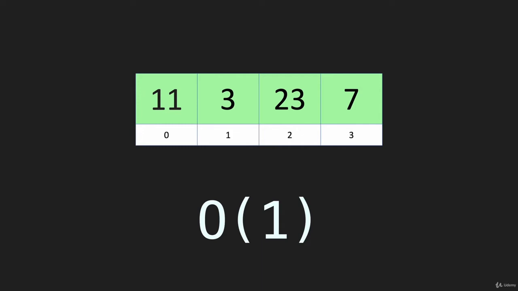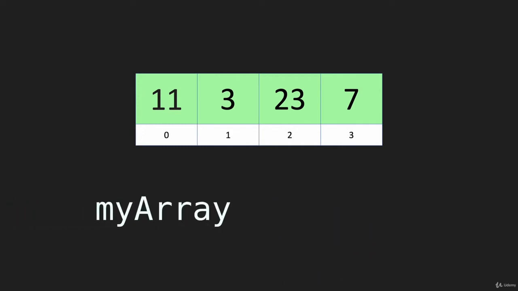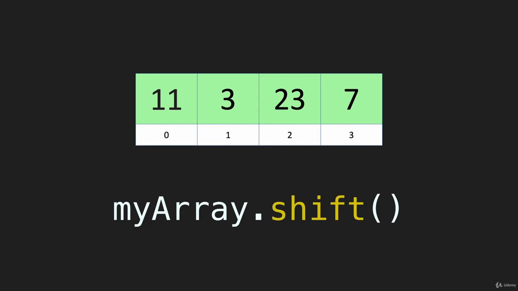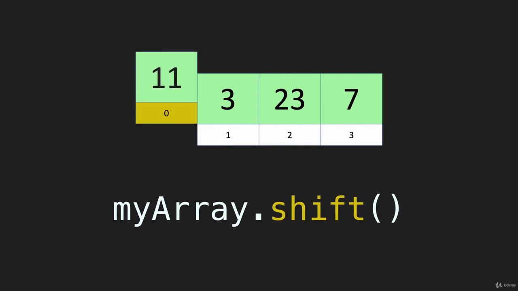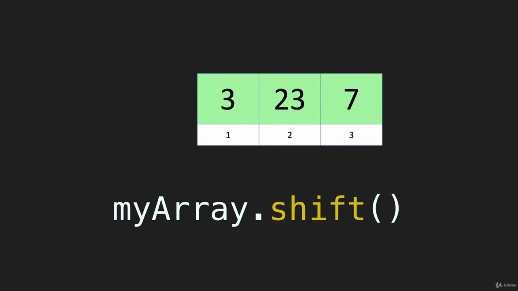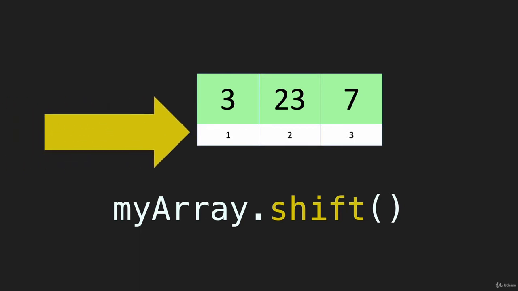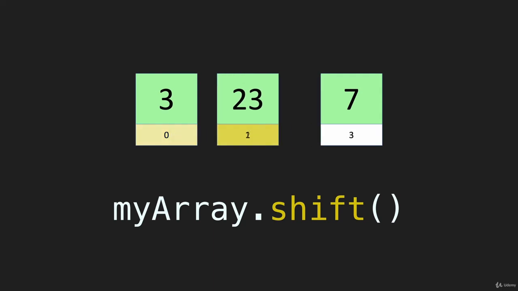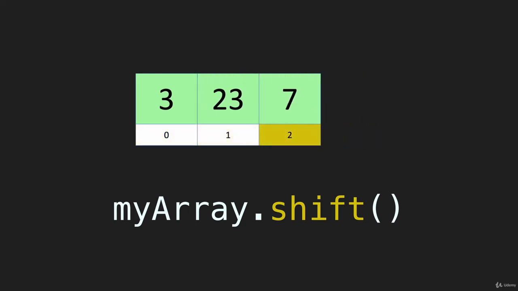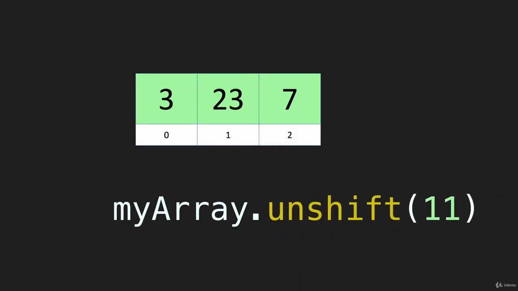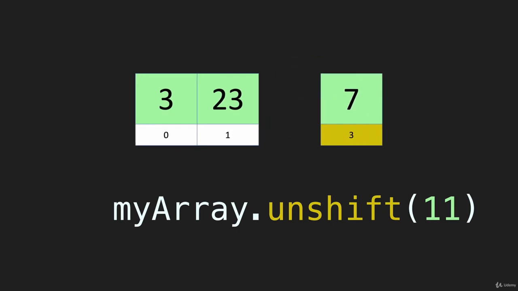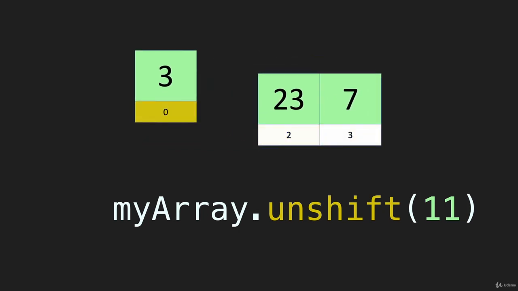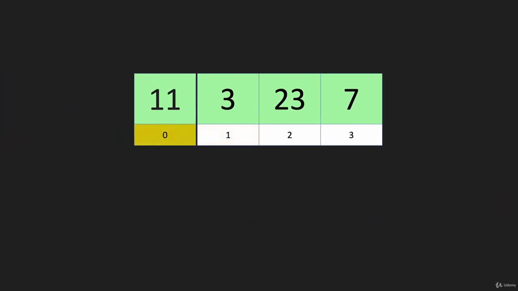But it's different on the other end of the array. So let's bring up myArray, and we're going to shift that first item off of the array. When we remove this, the problem we have is that this index is incorrect. The first item in the array should be 0. So this has to be reindexed to 0, and the next item has to be reindexed, and the next item. Likewise, if we do an unshift and we bring that 11 back, we have to reindex everything in the array all the way down just to be able to bring this back.